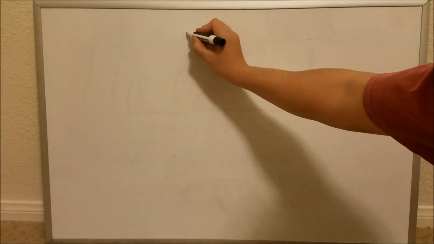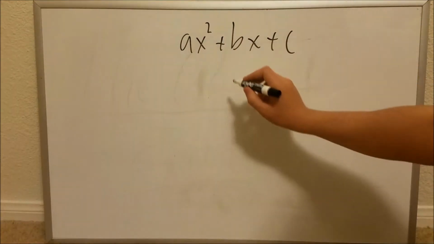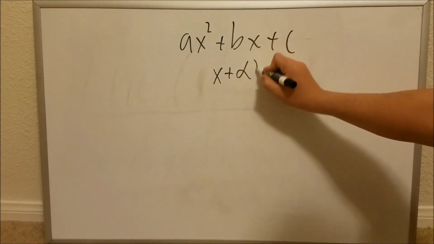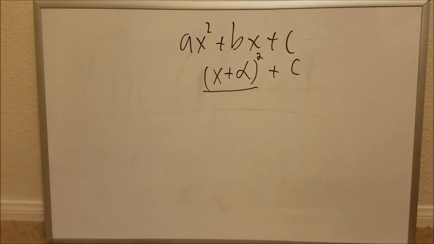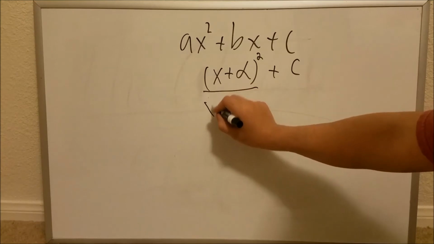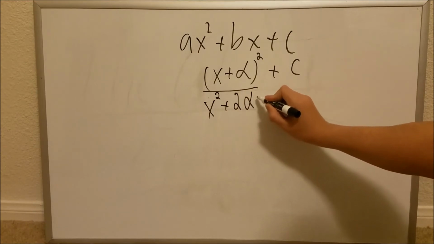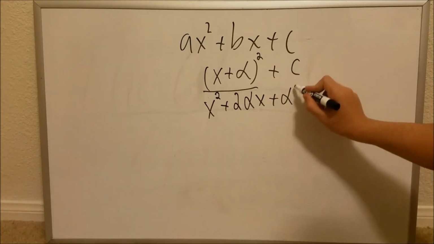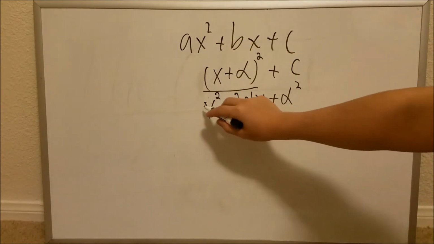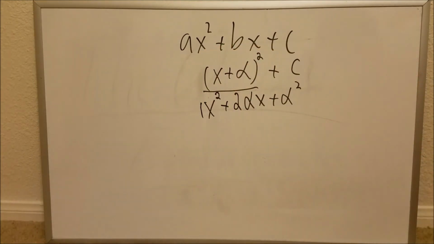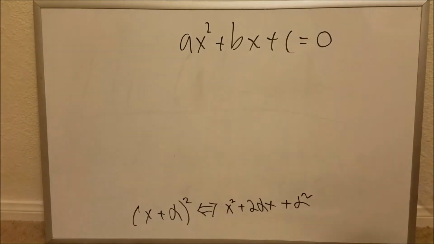So again, we have ax squared plus bx plus c, and we want it to fit the form x plus alpha squared plus c. If we factor this out, we know that this form will produce the square of this, double the product, plus this squared. Now we can't do a straight comparison, because if you notice, the x squared here has a 1, but this x squared has an a. And a will not always equal 1. However, we can divide this equation by a to fit the form. So let's divide by a.